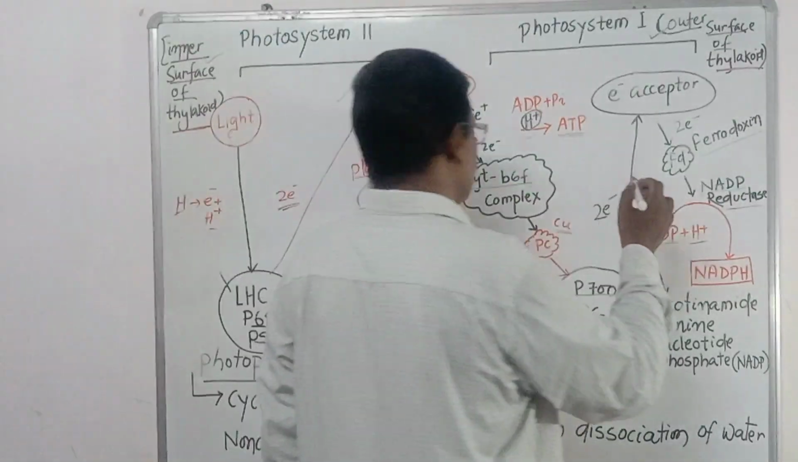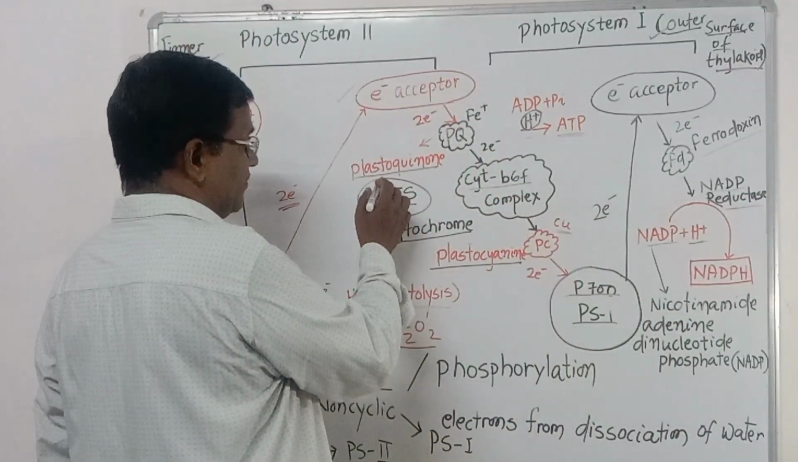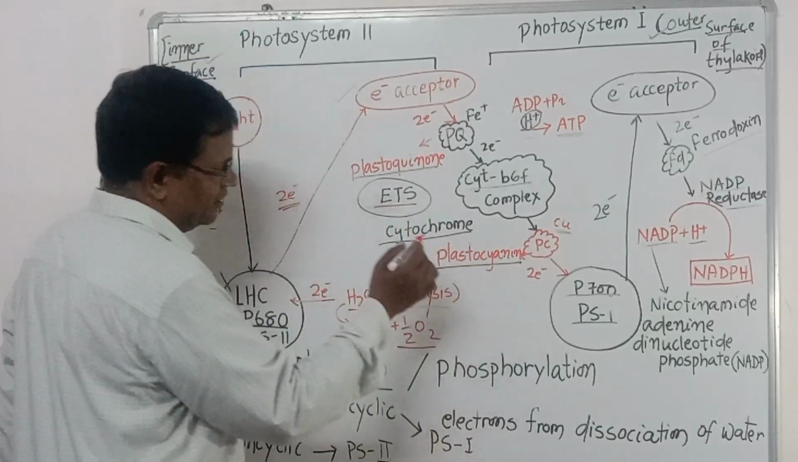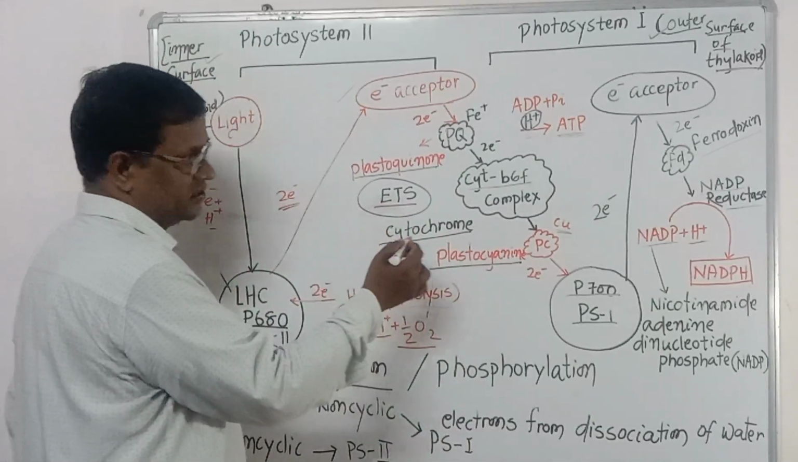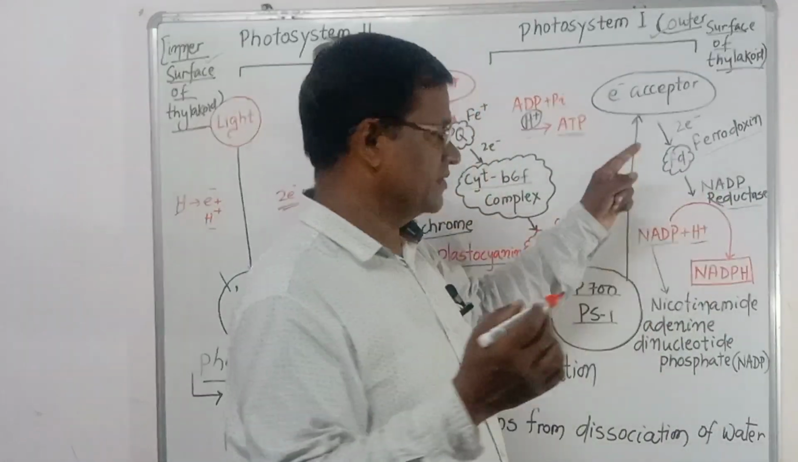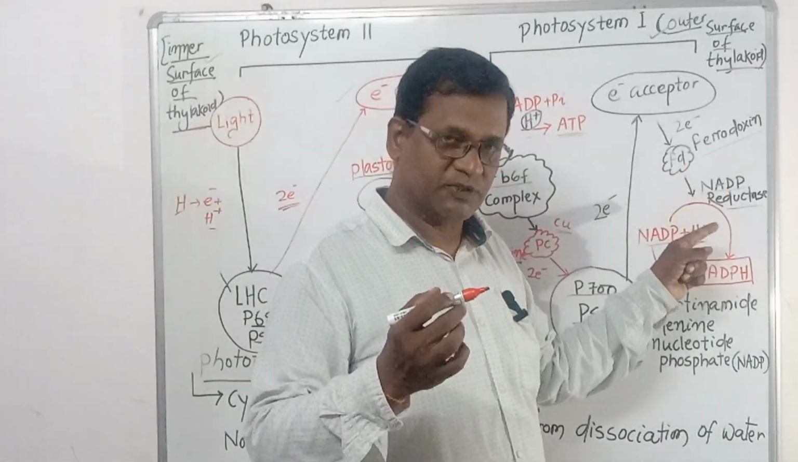Then here, what happened? Earlier, plastoquinone, cytochrome and plastocyanin were in the queue doing the functions, but here ferredoxin will receive the electron and enter it into the electron transport system.